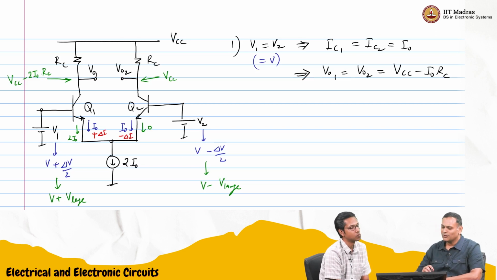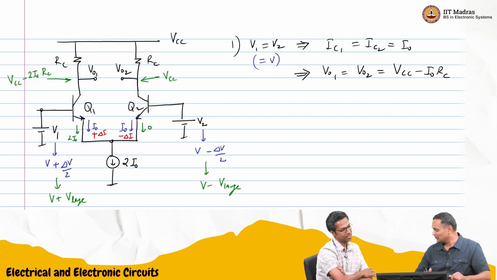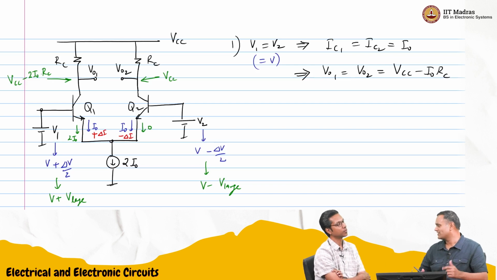It looks like you will get something where the extreme values will be VCC and VCC minus 2 I naught RC. We said that was some kind of inverter. So this is also some kind of inverter, because on one side you are getting VCC, and on the other side you are getting VCC minus 2 I naught RC. If you did the other way, you will get the opposite.